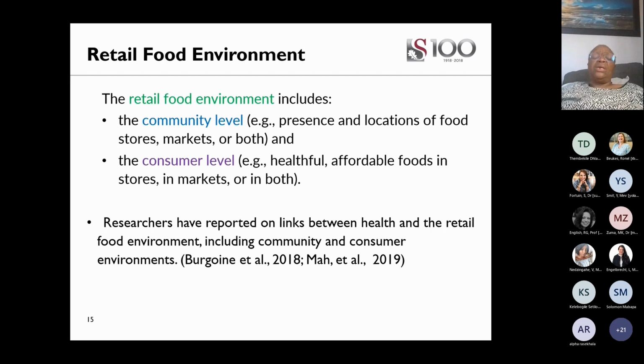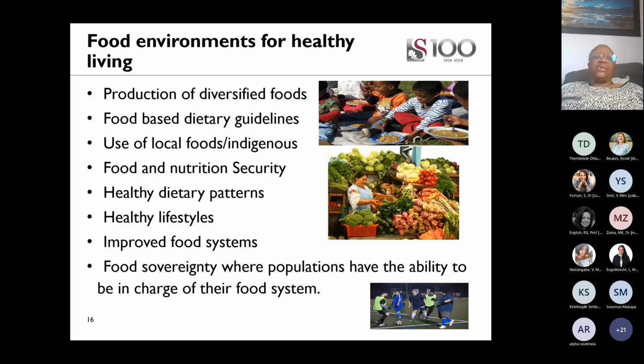healthy. So with the food environment, researchers have reported links between health and the retail food environment, both at community or consumer level, showing that depending on the types of food retail shops available to people, they influence food choices they make and ultimately the health outcome.